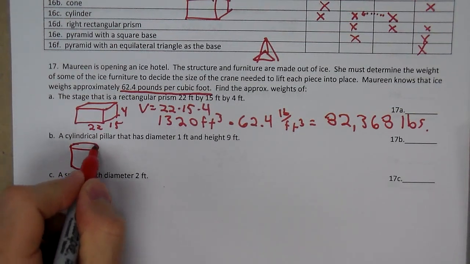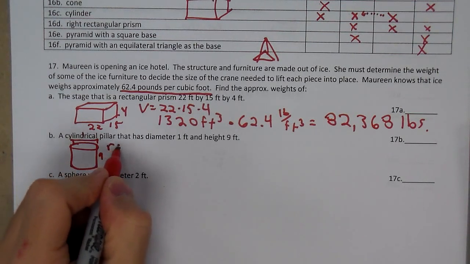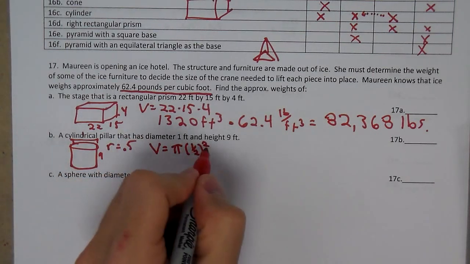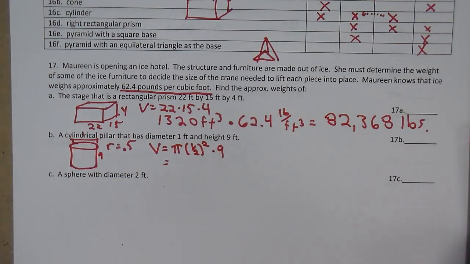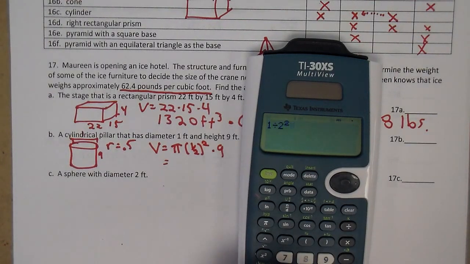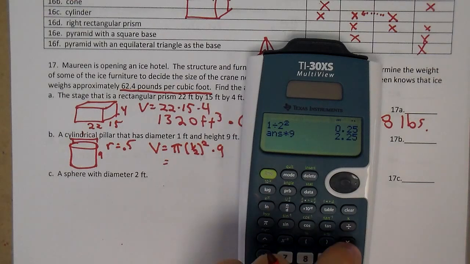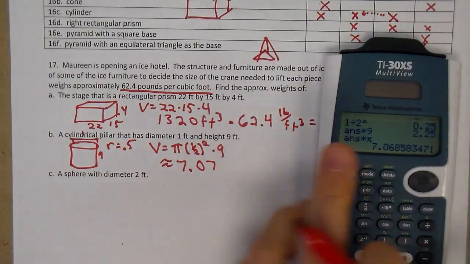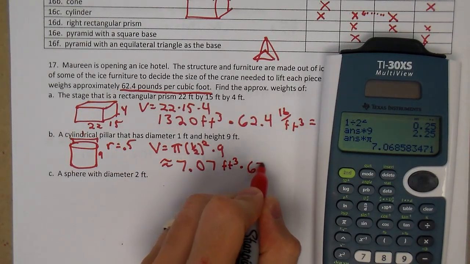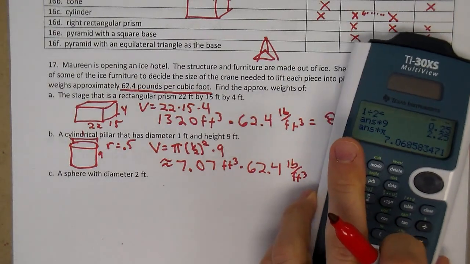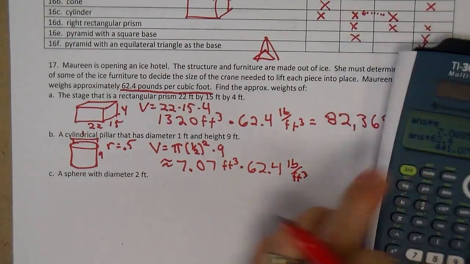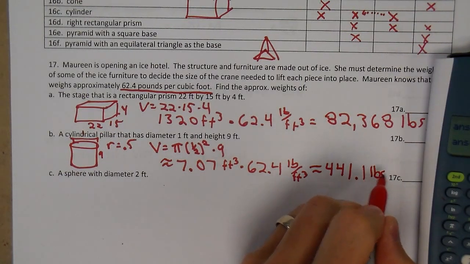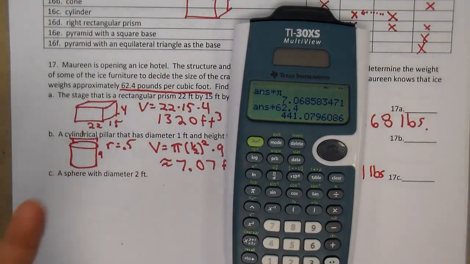A cylindrical pillar that has a diameter of 1 and a height of 9. So if the diameter is 1, the radius is 0.5 or 1/2. So our volume is pi r squared times 9. Now I'm just going to plug this in the calculator. So I'll do 1/2 squared, which is 1/4, times 9, and then times pi. And I get the volume is about 7.07 feet cubed. Then multiply it by 62.4 pounds per cubic foot. I'm going to leave that in the calculator and just go times 62.4, so I don't have to worry about the rounding being cut off. And I get it's about 441.1 pounds. If it asks for the whole number, you could say 441, nearest tenth, 441.1, and just pay attention to the rounding.